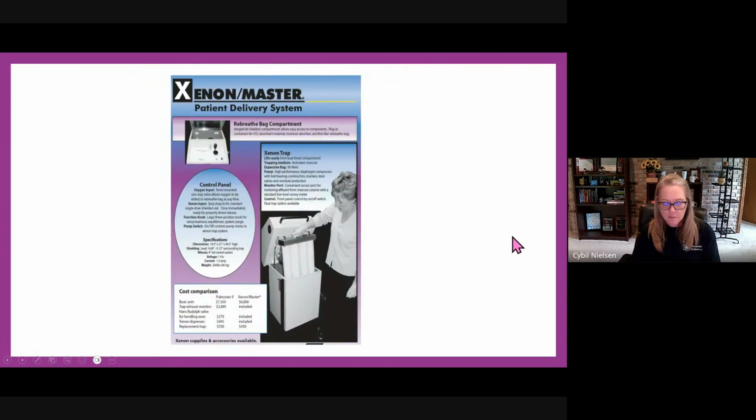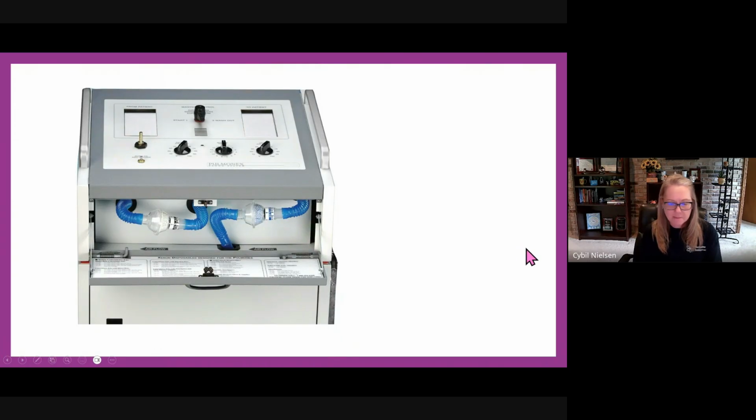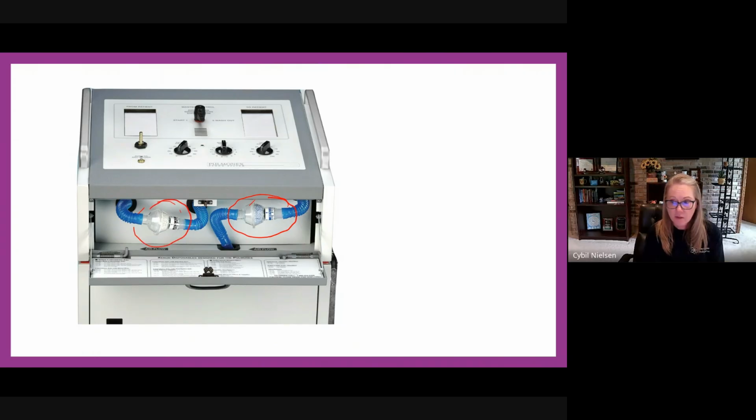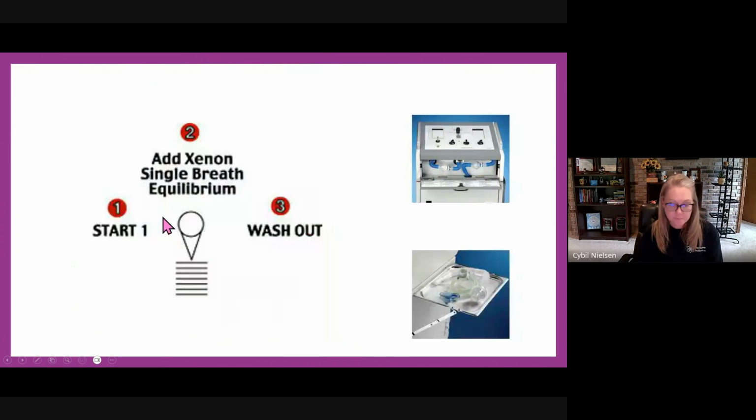That's the charcoal trap. This is the back of the system. So you have, that's the Dryerite. See, it's blue. That traps the moisture. This is the soda lime that's going to trap the carbon dioxide.